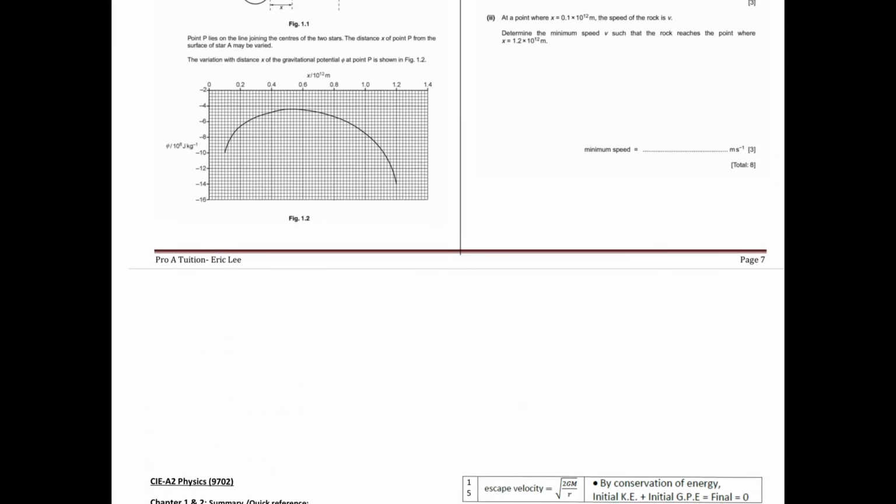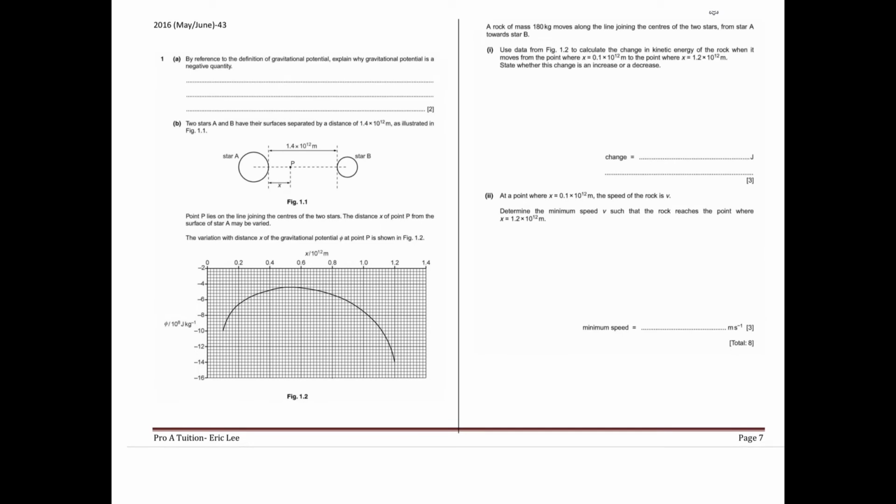Come back to the question again. Okay, here. By reference to the definitions of gravitational potential, we already looked at the definition, which is the work done per unit mass in bringing a mass from infinity to a particular point. That is the definition of gravitational potential. Okay, so explain why gravitational potential is a negative quantity. So how are we going to answer the question?